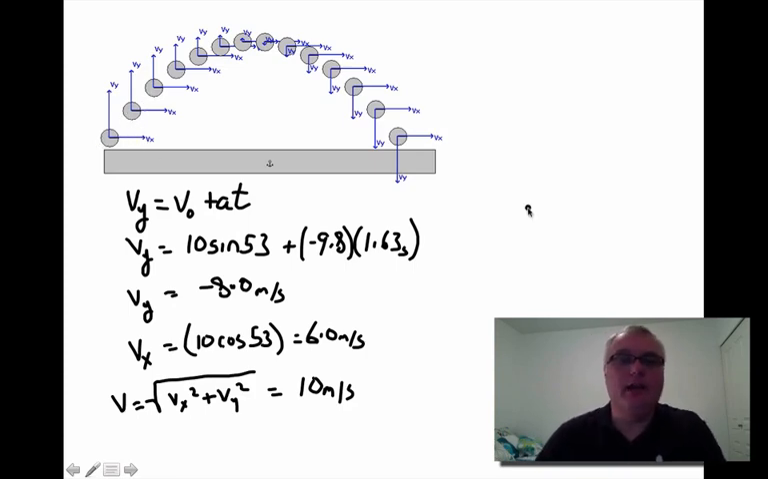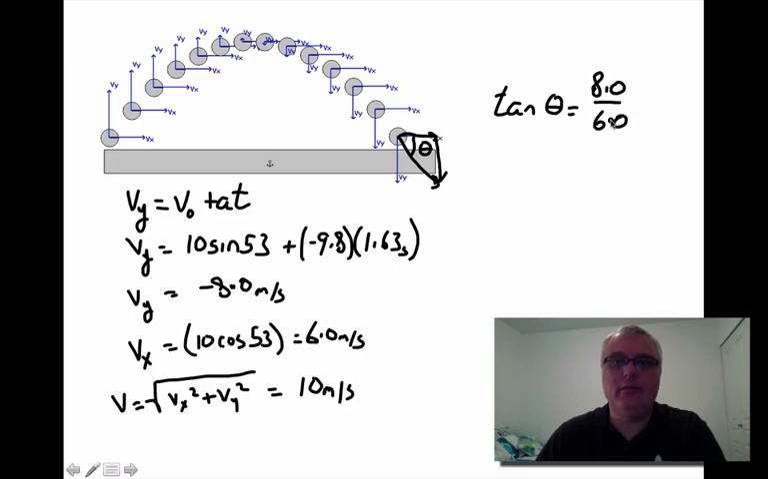And if I look at the direction, again, I'm looking for the tangent of that angle. And again, the angle that we're interested in is the angle here, the angle below the horizontal. And it's composed of an x component here and a y component. So the opposite side is the y component, which is 8, and the adjacent side is the x component, which is 6. And that angle, again, works out to be 53 degrees.